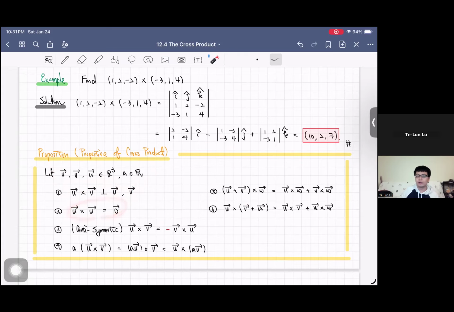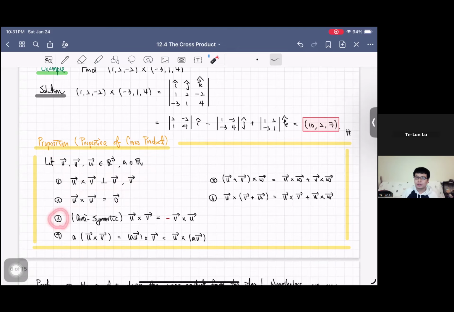Secondly, u cross u is always 0, whatever u is. Third is kind of important. Unlike the dot product, recall that dot product satisfies u dot v is equal to v dot u, right? However, cross product is anti-symmetric, meaning that u cross v is actually minus v cross u. So in terms of geometrical language, taking a different order of cross product will give you this direction and this direction. They're in opposite directions, right?